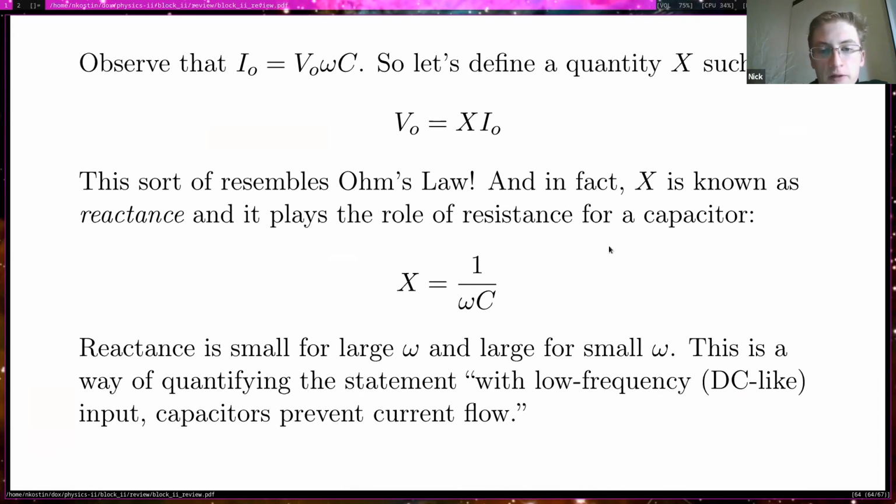Because if I have a low frequency signal, then omega, my angular frequency, is going to be really small. Well, if omega is small and I'm dividing by a small number, then the reactance is going to be super duper high, and I'm not going to have that much current in my circuit if I just have a capacitor there.